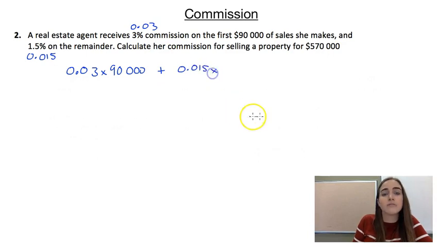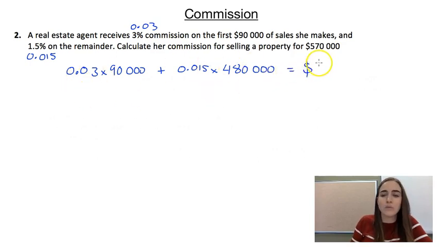0.015 times, and we need to figure out what's left over. We've already got 90,000, and we need to figure out the remainder. So we're going to go 570,000 minus that 90,000, which would give us 480,000. When we put that calculation in our calculators, we're going to end up with $9,900. So that's her income for this week.